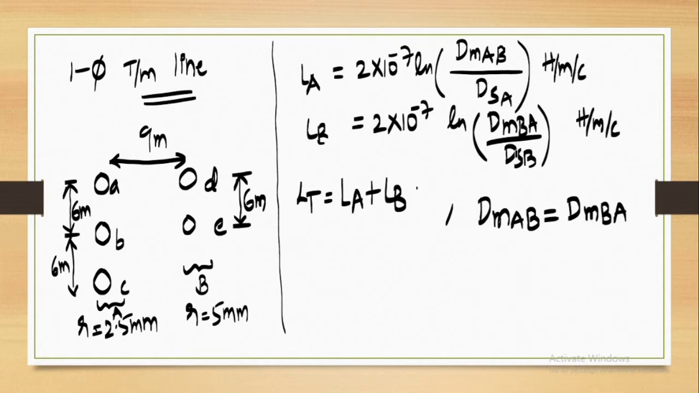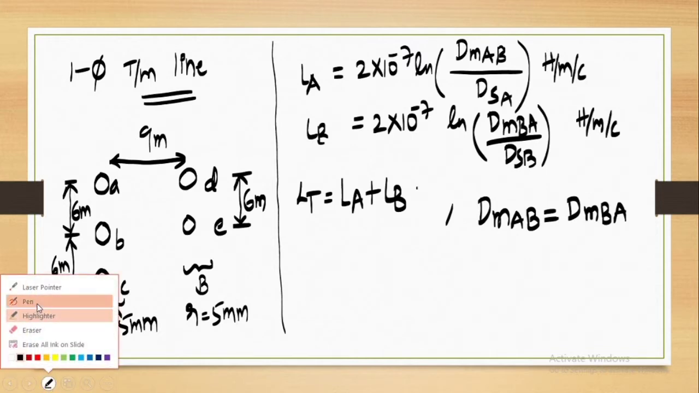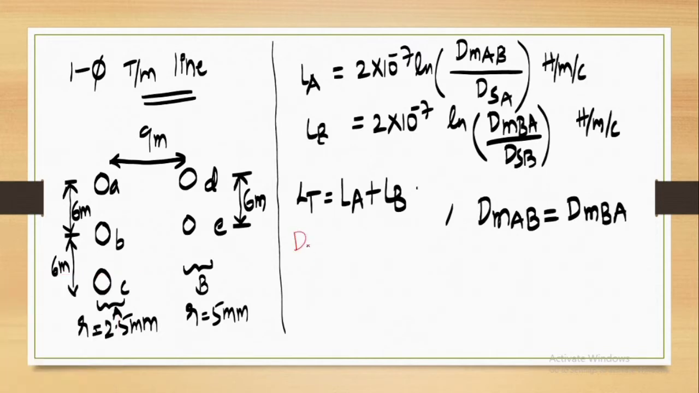And you need to find DSA separately and DSB separately because A side has 3 conductors and B side has 2 conductors. Here DM is nothing but geometric mean distance. DS, if I represent with suffix S, it is nothing but geometric mean radius. Right? Now find DMAB.